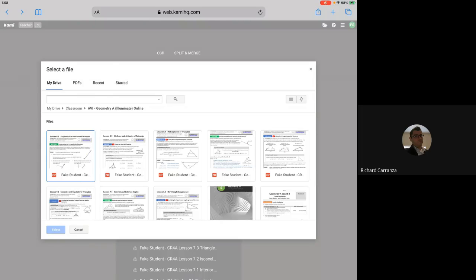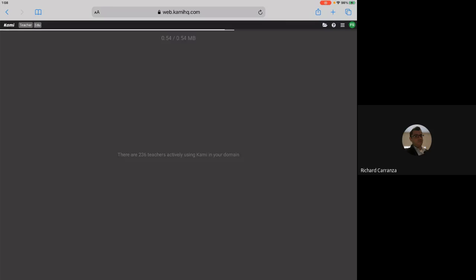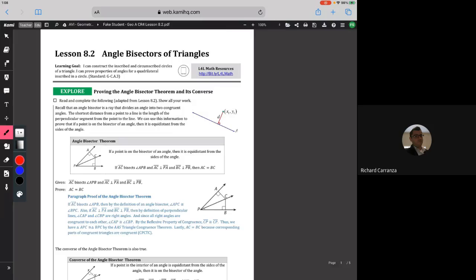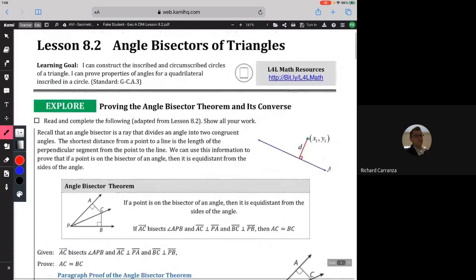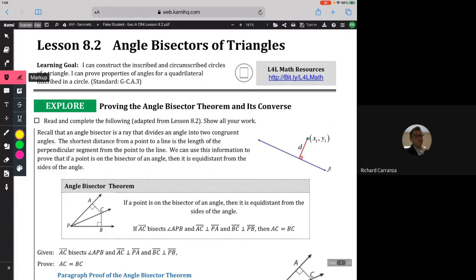So we're gonna go ahead and go to 8.2. Angle bisectors of triangles. So who could tell me what the definition of a bisector is? Right? It's going to be to cut something into 2 congruent pieces, depending on what you're talking about. So in this case, lesson 8.2 is going to be an angle bisector of triangles.